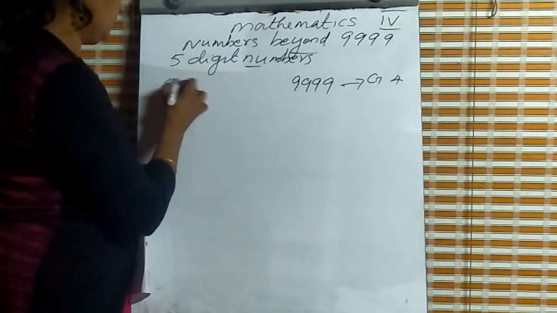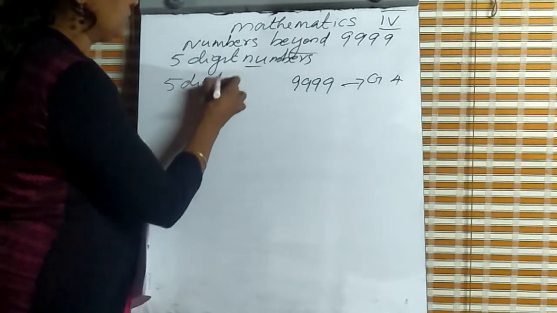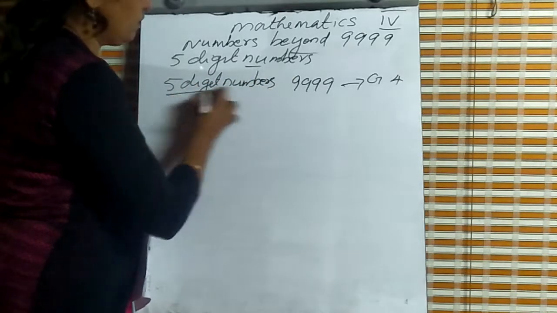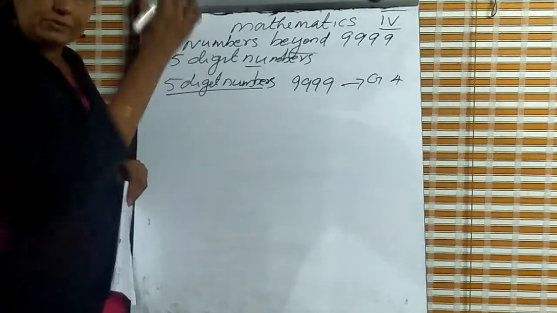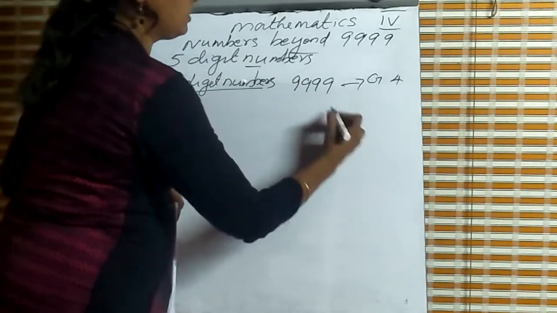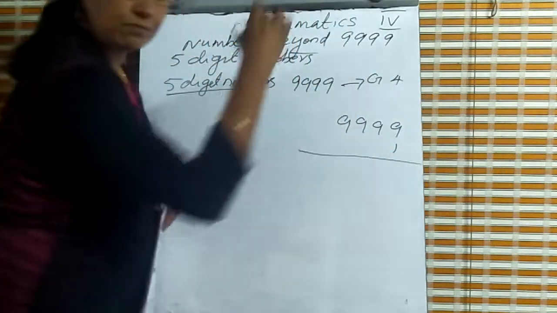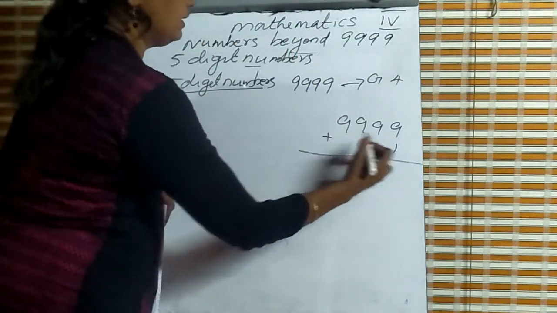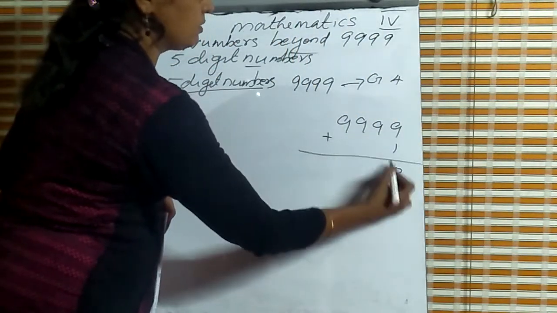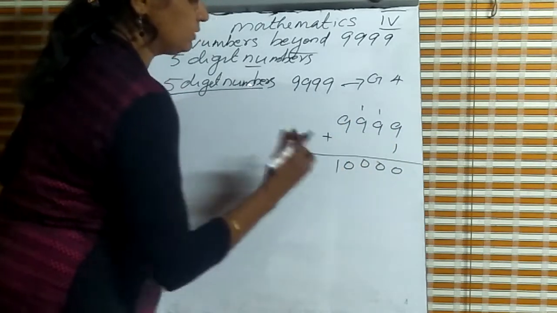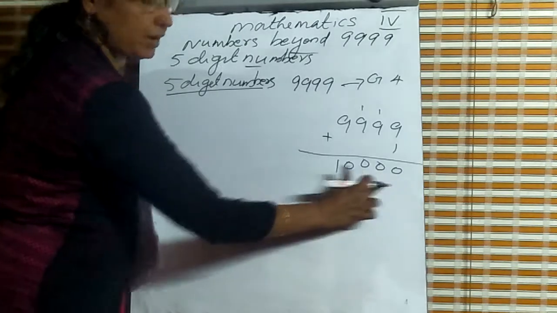Next, our heading is 5-digit numbers. To find the next 5-digit number, we add 1 to the preceding number. Here the preceding number is 9999. We add 1 to 9999. 9 plus 1 is 10. This is the next 5-digit number.